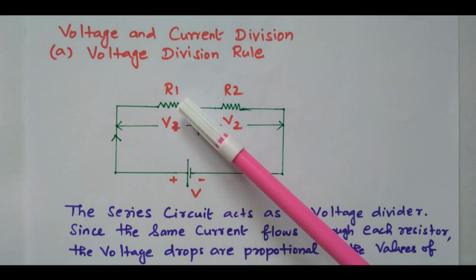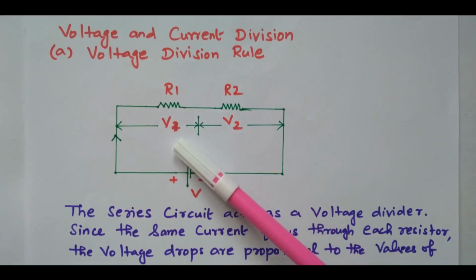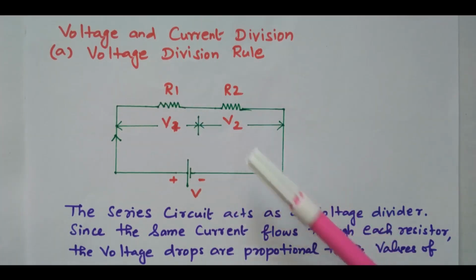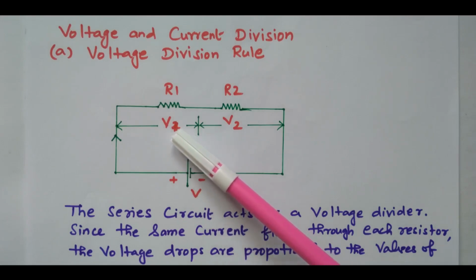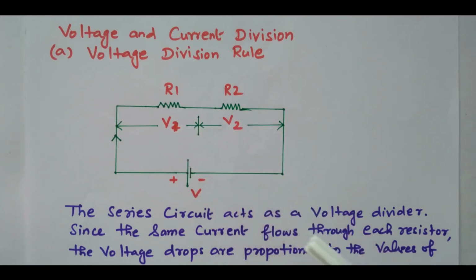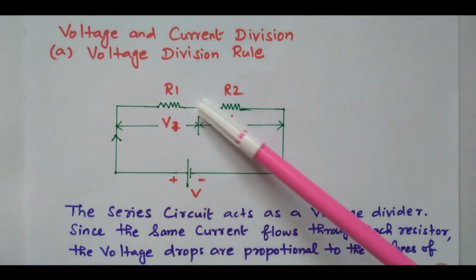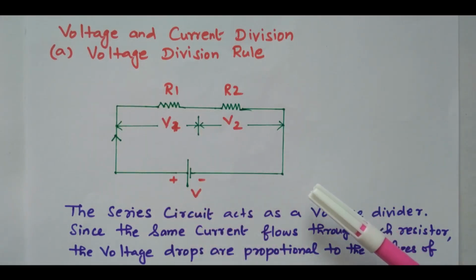The voltage across R1 is V1, and the voltage across R2 is V2. What is the value? V equals V1 plus V2. That is the first formula we need to say: the total voltage applied equals the sum of the voltage drops across R1 and R2. Similarly, the same current is flowing through R1 and R2.